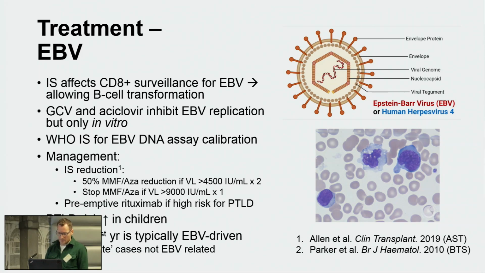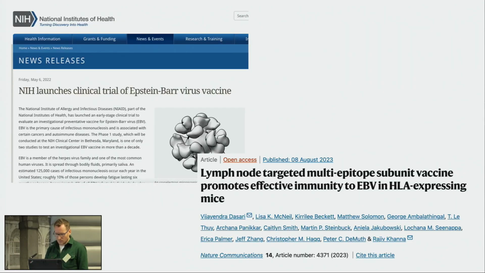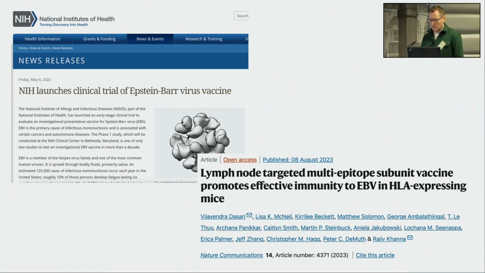And we know that PTLD risk is increased in children and young people, and PTLD in the first year post-transplant is typically EBV driven, although after 1 year post-transplant, about 1/3 of cases are not actually related to EBV, so we just need to be mindful of that. And this is just demonstrating a study that was published in Nature this year. There's been, over many years, lots of researchers looking at an EBV vaccine just because of the significant morbidity and mortality that's associated with EBV infection.